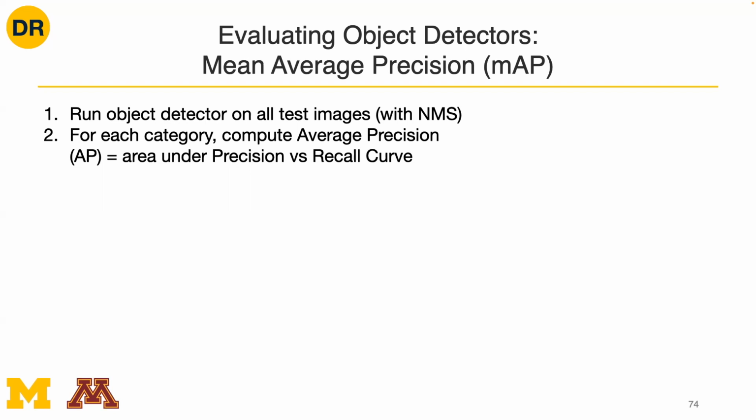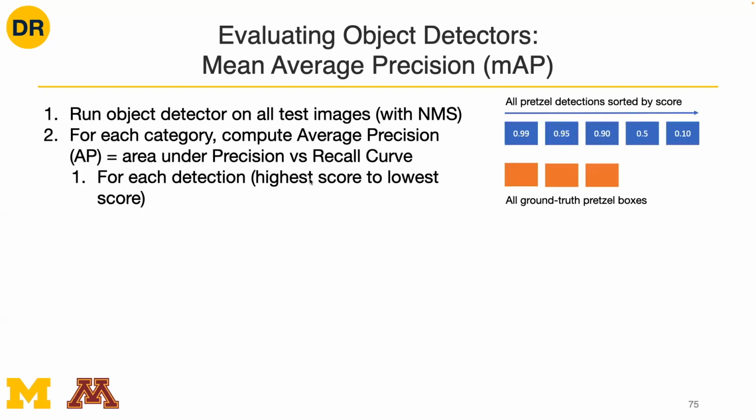So let's define it. What mean average precision is doing is evaluating how well this object detector performs at test time. We're going to run that object detector on all of the test images within our data set, and then evaluate how well the detections correspond with the ground truths. For every single category within our test set, we're going to compute a measure called average precision, and then we're going to average over all of these average precisions to produce the final mean average precision. Okay, so what is average precision? Average precision is the area under the precision versus recall curve.